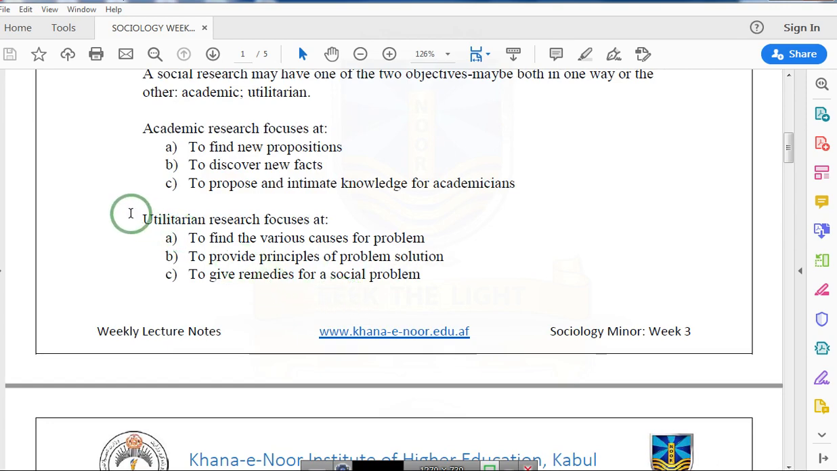Utilitarian research focuses on finding the various causes of a social problem. What are the causes for a particular problem? To provide principles of problem solution, to give remedies for a social problem.